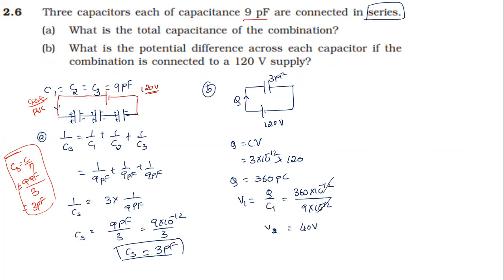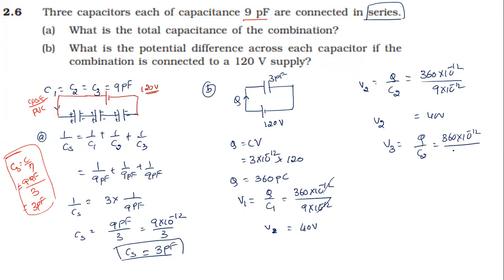Similarly, V2 now is Q by C2. So Q is 360 into 10 power minus 12 divided by 9 into 10 power minus 12. So it will be again 40 volt. V3 again, same calculation, Q by C3. So 360 into 10 power minus 12 divided by 9 into 10 power minus 12. Minus 12 minus 12 cancel. It will become again 40 volt.